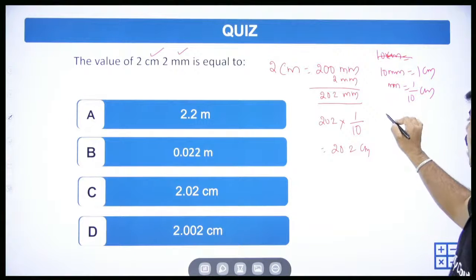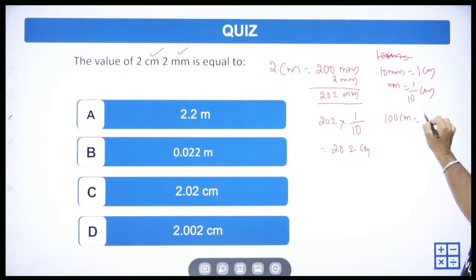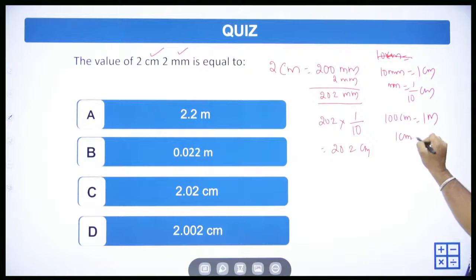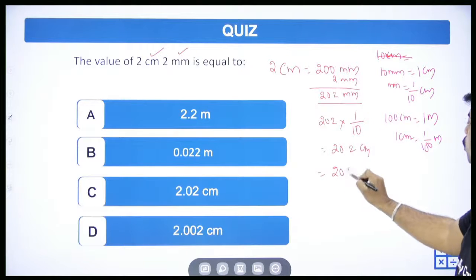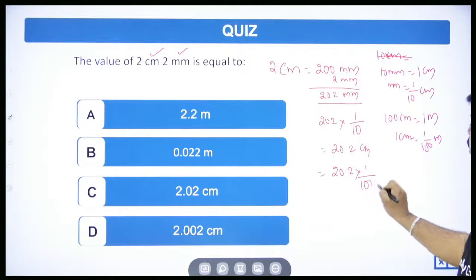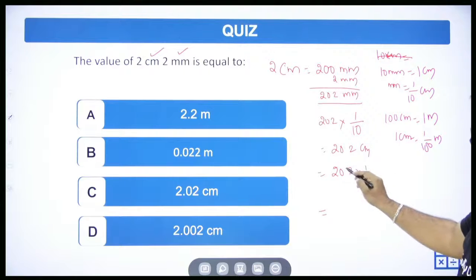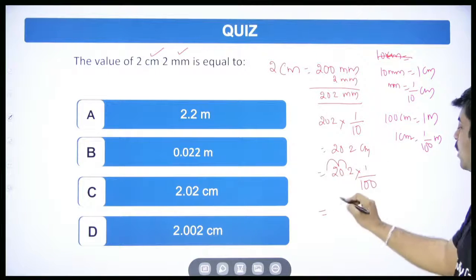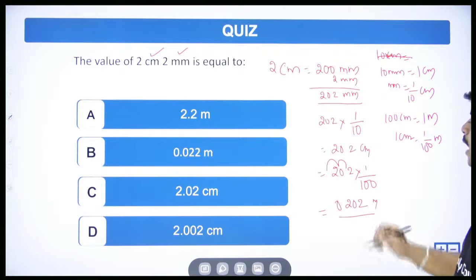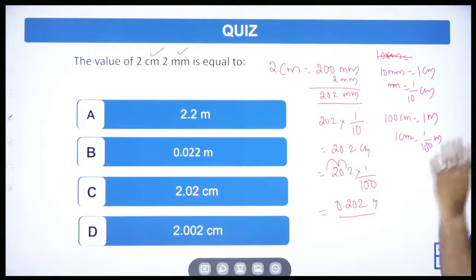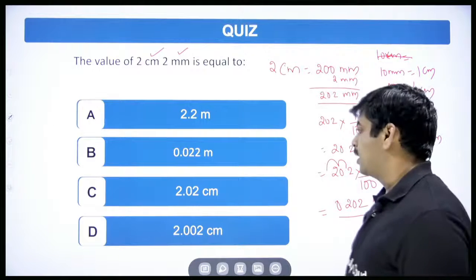We need to convert into meters as well. So 100 centimeters is equal to 1 meter, so 1 centimeter is equal to 1 by 100 meters. So 20.2 into 1 by 100, right? Those two decimals will be moved towards the left. That will give you 0.202 m. Do we have that? Once again, let's try to see that. 2 centimeters, I'm so sorry, we had made a mistake. 2 centimeters is not 200 mm.